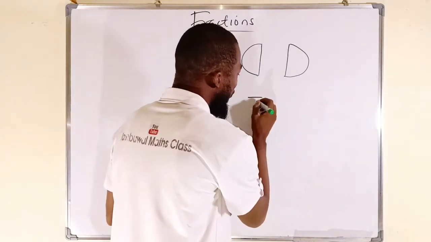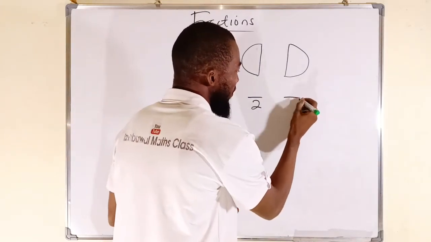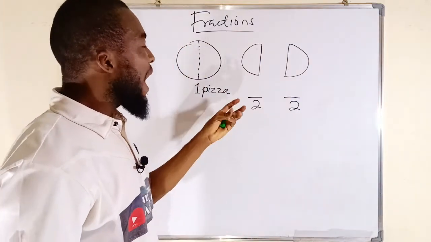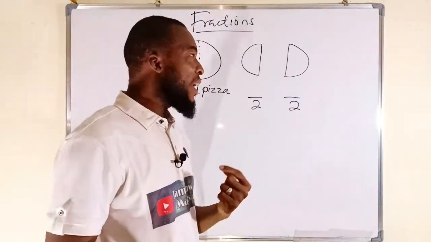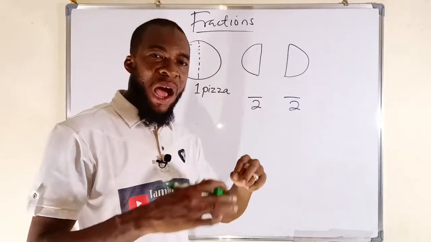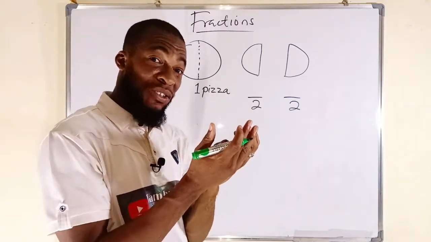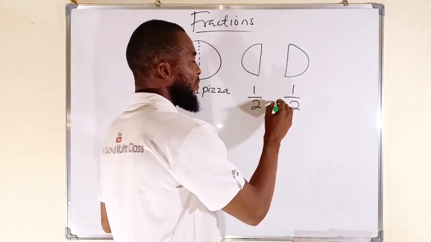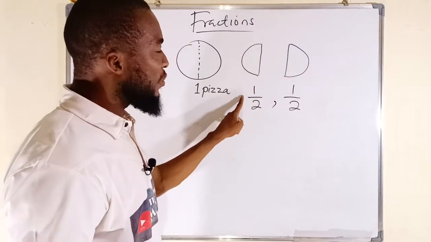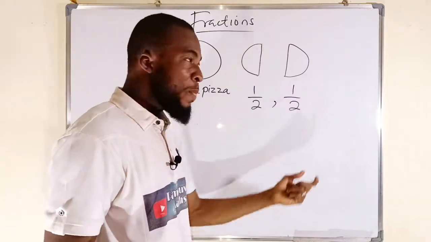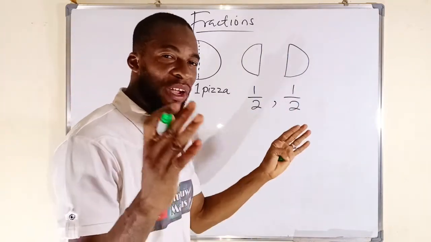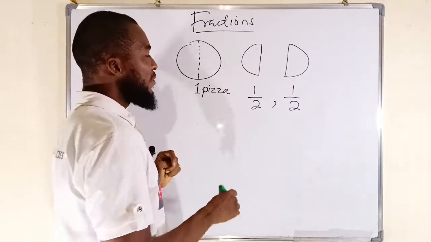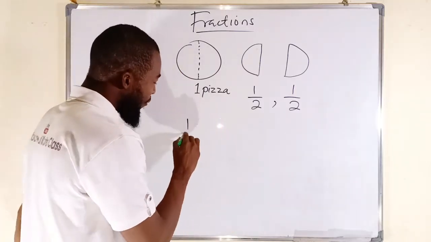Observe, the pizza is divided into 2. Therefore, the denominator will be equal to 2 in each case. But I am considering only 1. Look at it. I'm taking 1 out of the 2 I have partitioned the pizza into. So I have 1 divided by 2 in each case. So this pizza is 1 divided by 2, which is half. This is also a half. If you join 2 halves together, you're going to get 1, right?